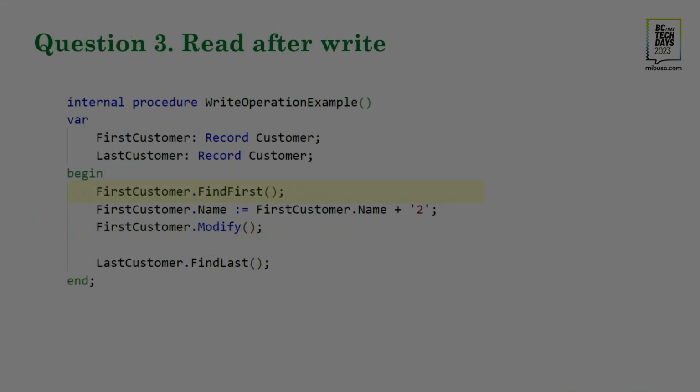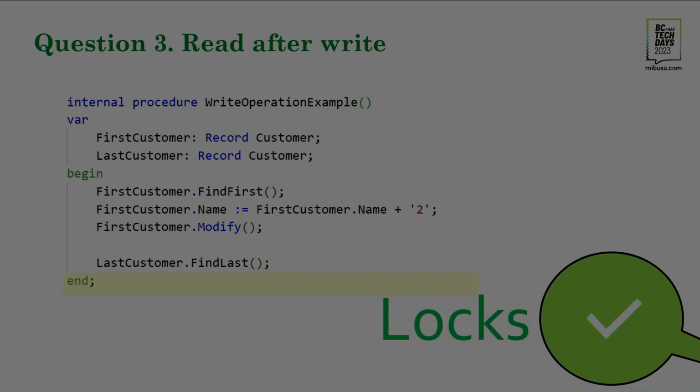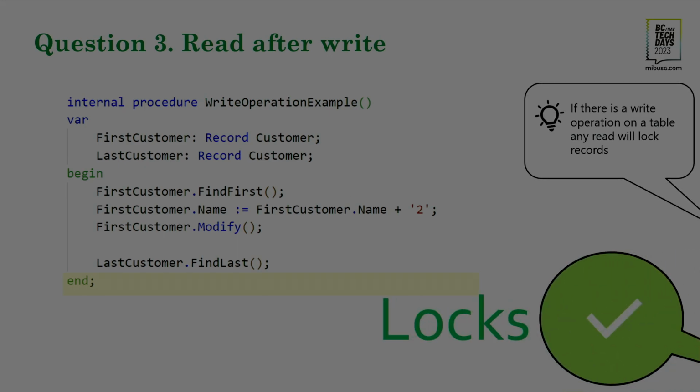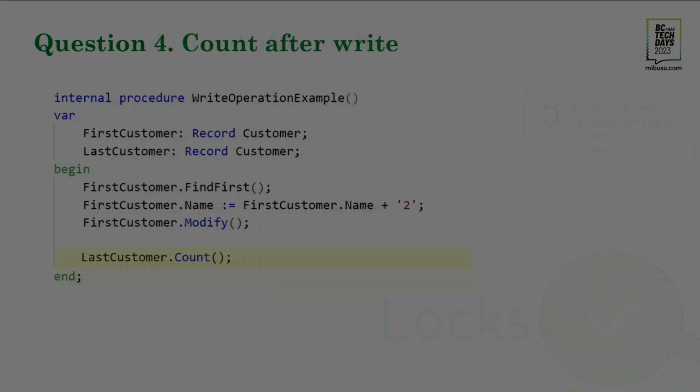Okay, let's get a bit more complex. So here we are going to modify customer, and no questions here regarding the locks. And the question is, now we are taking a different customer variable and we are doing FindLast. Is it going to lock? All right, you guys are good. So yes, it is going to lock. And the explanation here is that as soon as you start a write operation in AL, it is going to lock subsequent reads. So it locks.